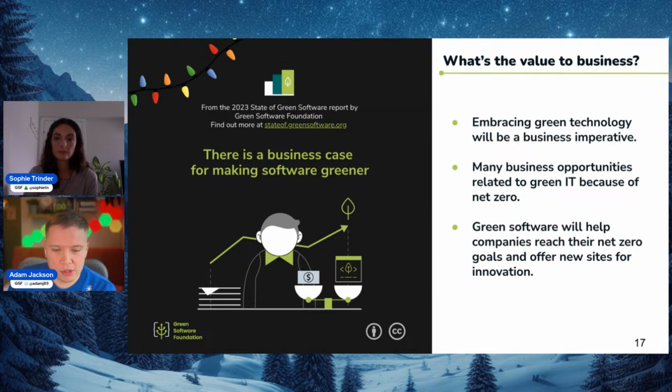There is a question in the chat actually. Where is the source of this data? If you go to stateof.greensoftware.foundation, thank you, I see that the chat's just gone in there as well. Then all of this data is backed up by references there, and you can take a look.